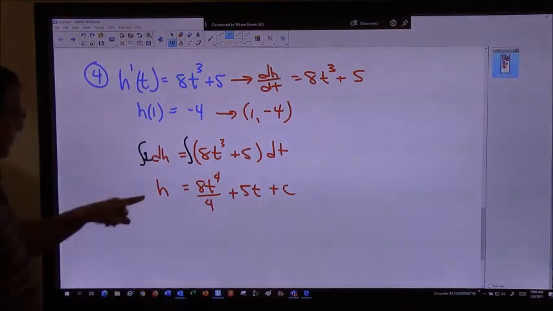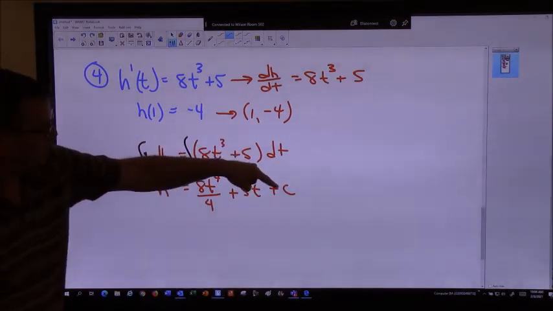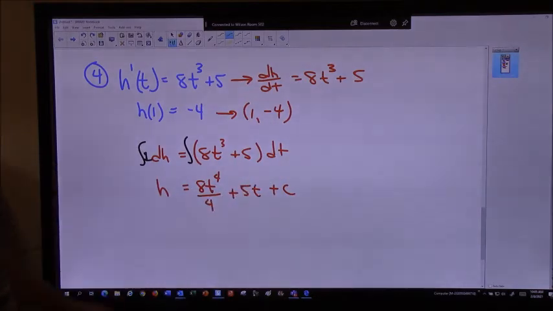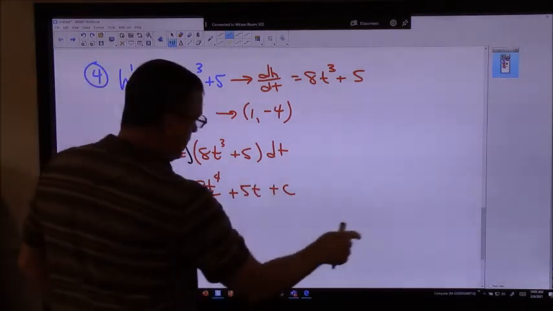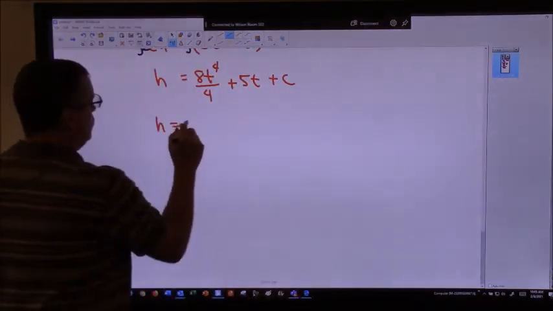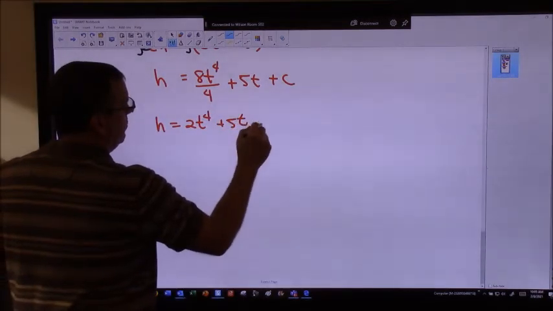There was a constant here, but I'm going to quit writing that down because we just know that every time we do, we're going to end up moving it over here and either adding or subtracting it and getting another constant. So just having one of them there is okay. So let's see, that'll simplify down to 2t to the fourth. So h equals 2t to the fourth plus 5t plus c.